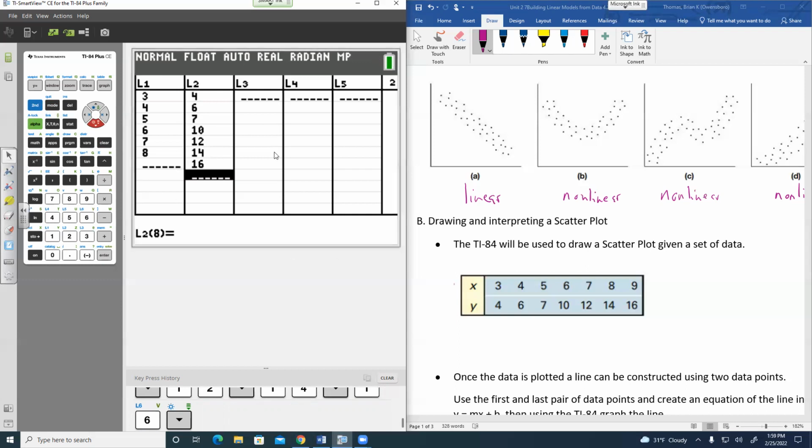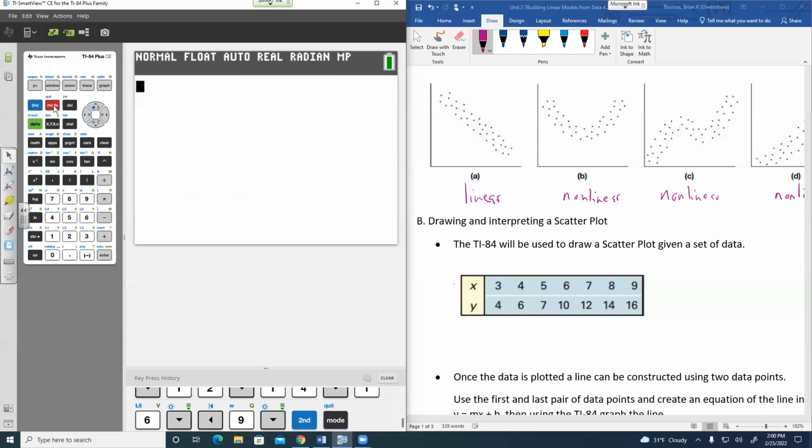So I probably did something wrong there. 4, 6, 7, 10, 12, 14, 16, 3, 4, 5, 6, 7, 8. I needed a 9, didn't I? So let's come back over here. I need a 9 in there as well, down arrow. Now I've got a balanced out thing. That looks pretty good. So again, I hit the second button, hit the mode button to quit. So that data is now entered into the calculator.